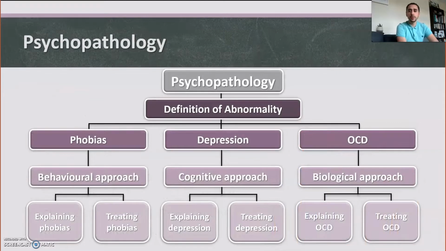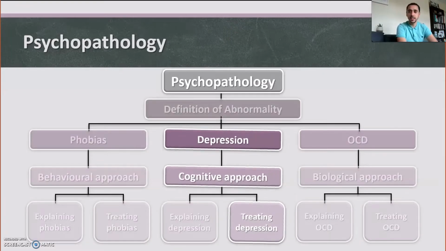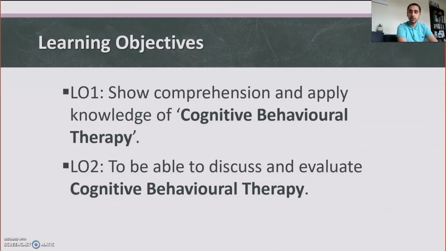So here we are in the psychopathology unit. We've done definition of abnormality. We had a look at phobias, depression, OCD. We looked at the behavioural approach. We are now on the cognitive approach for treating depression. Right, 2 learning objectives today. Show comprehension and apply knowledge of cognitive behavioural therapy, CBT, and then discuss and evaluate CBT.